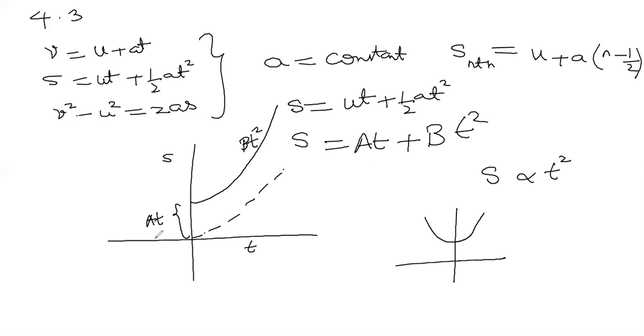Time cannot be negative, no. There cannot be a negative time, is it or not? There is no negative time. That's why you cannot plot any graph this side. Time is always positive. That is why the graph is only on this side, the first quadrant only. There is no graph on the second quadrant.